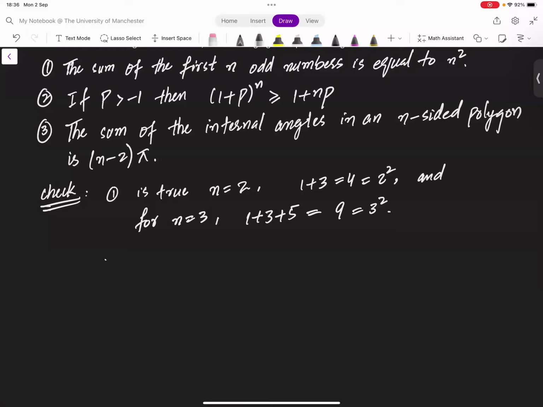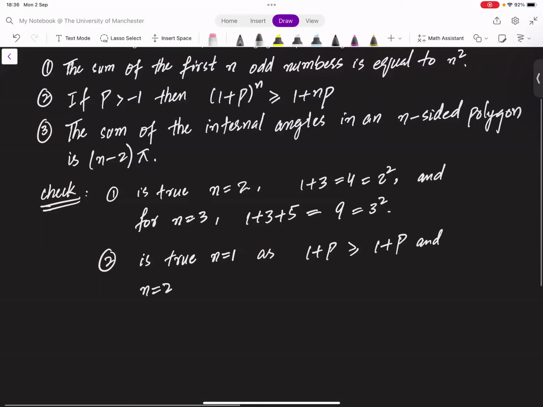Okay. Statement 2, which is if p is greater than -1, then (1 plus p) power n is greater than or equal to 1 plus np. And this is true when n is 1, 1 plus p is greater than or equal to 1 plus p. And for n is 2, we have (1 plus p) square, which is actually equal to 1 plus 2p plus p square, which is surely greater than or equal to 1 plus 2p.